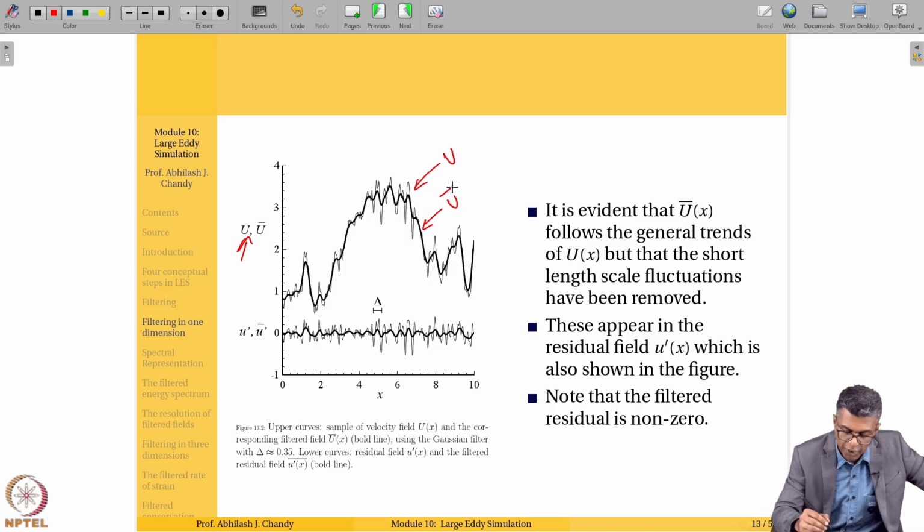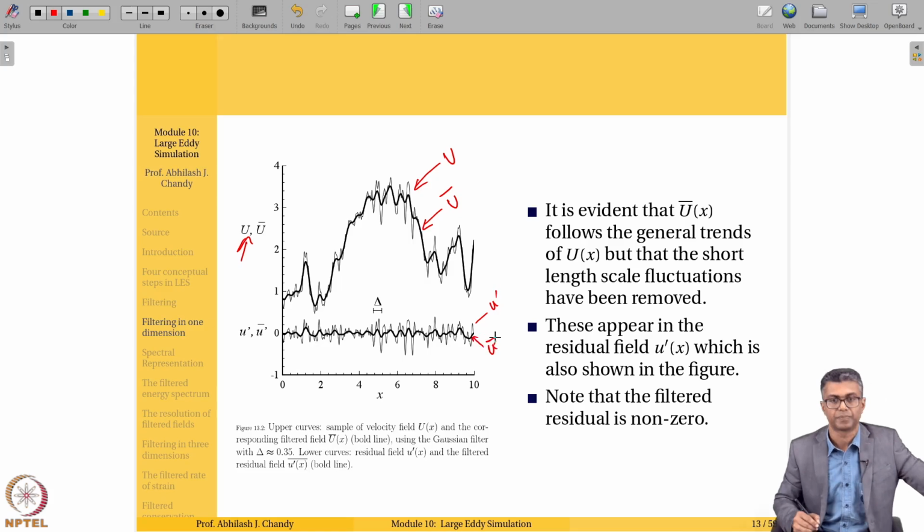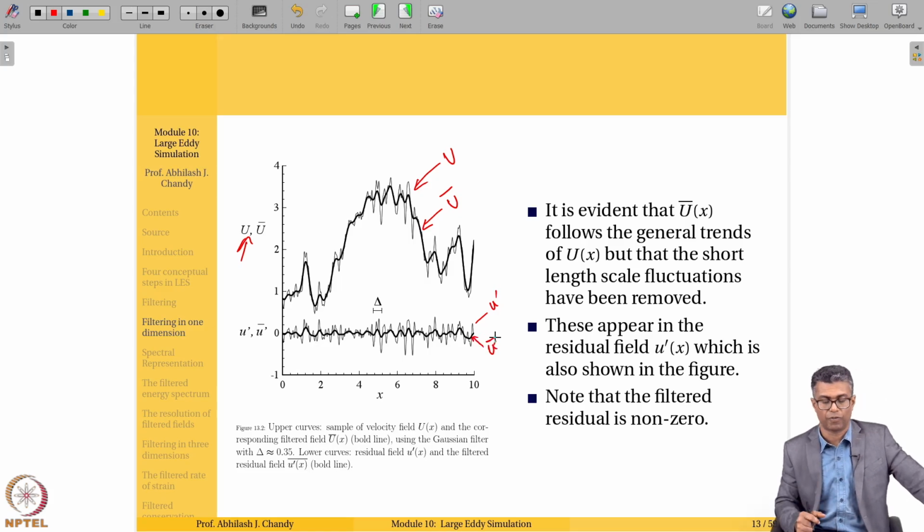Your thick solid line is your u bar. And on the bottom, your thin solid line is your u prime actually, u prime. And your thick solid line is u prime bar. So that is your filtered residual field. u prime is your residual field, u prime bar is your filtered residual field.